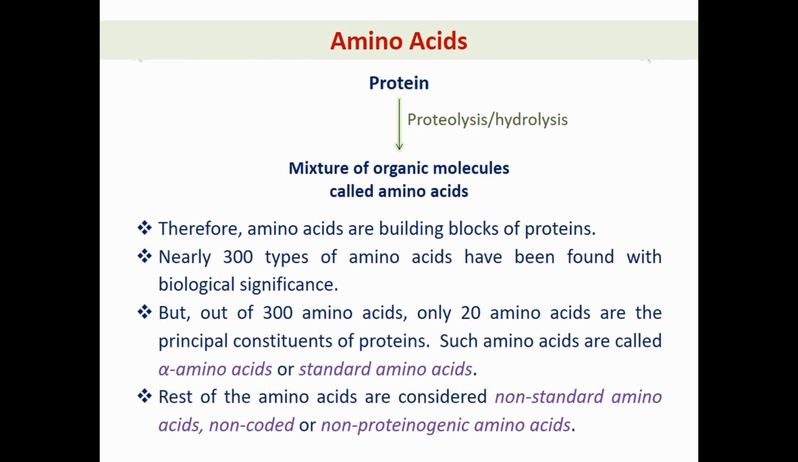When protein is hydrolyzed with strong acid or subjected to proteolysis, it will yield a mixture of organic compounds which we call amino acids. Therefore, we can say that amino acids are building blocks of proteins, and nearly 300 to 400 types of amino acids have been found with biological significance. But out of them, only 20 amino acids are the principal constituents of proteins, which are known as alpha amino acids or standard amino acids. The rest are considered non-standard, non-coded or non-proteinogenic amino acids, which I have studied earlier.